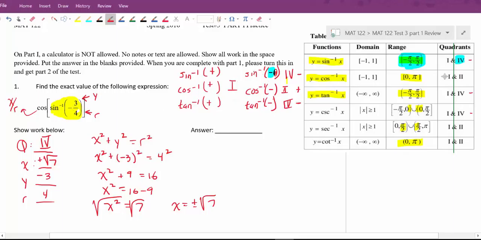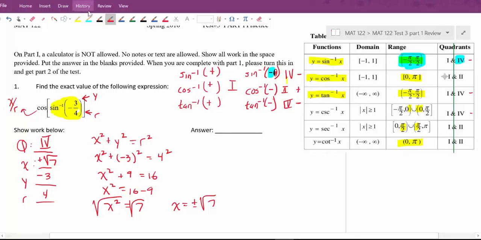If it's the inverse sine, you're in 4. If it's inverse tangent, you're in 4. If that's inverse cosine of a negative, you're in 2. So that's based on your knowledge, basically, of how the quadrants and the ranges of the inverse trig functions work.